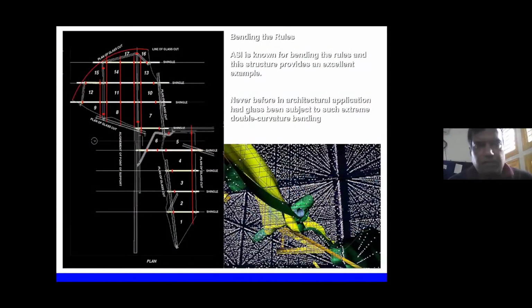The interesting part about this concept is it has got about 17 pieces of glass. Actually, it had got 18, but eventually it was 17 pieces of glass. And each of this glass is complex curve.